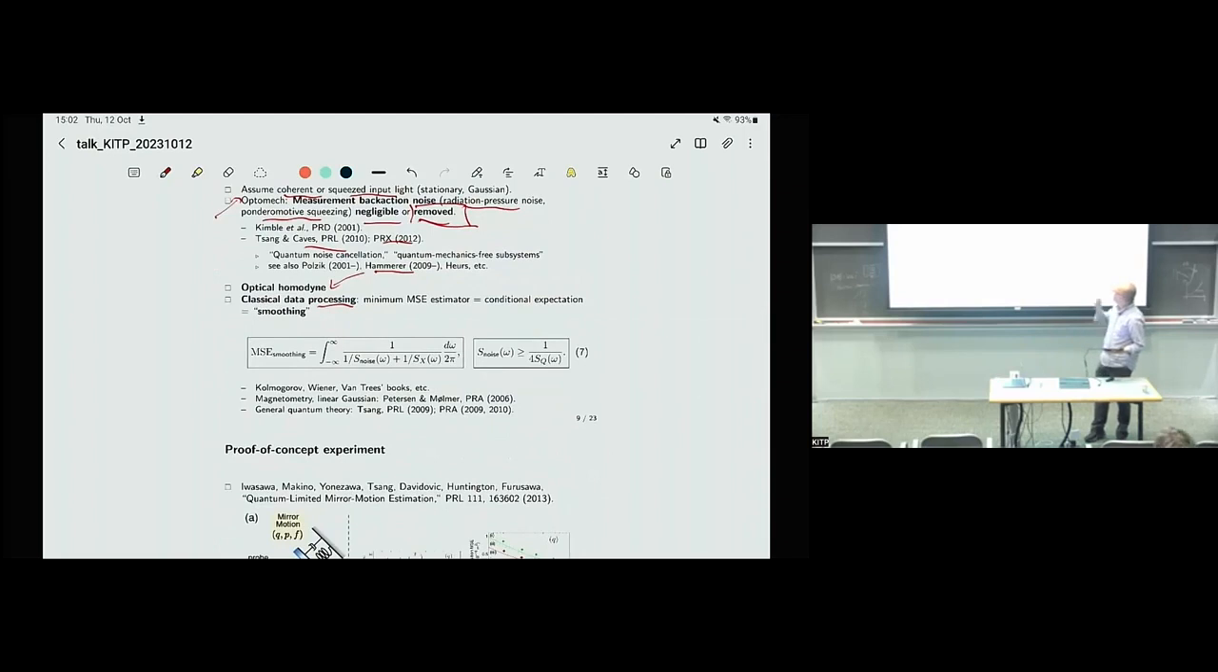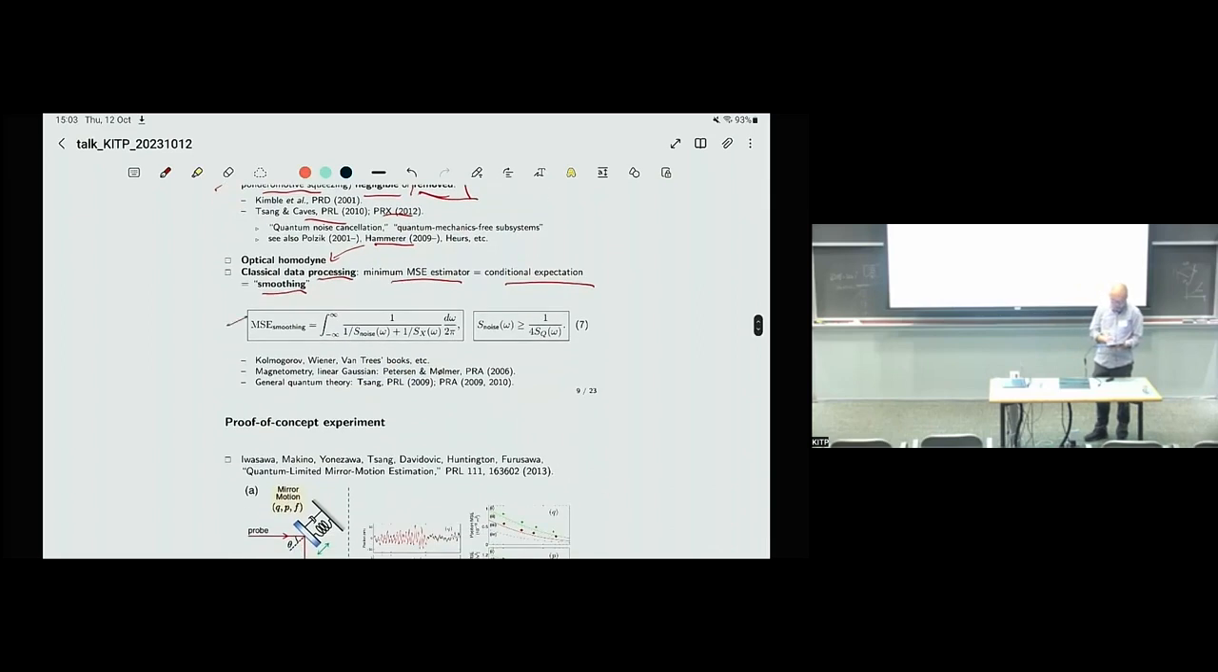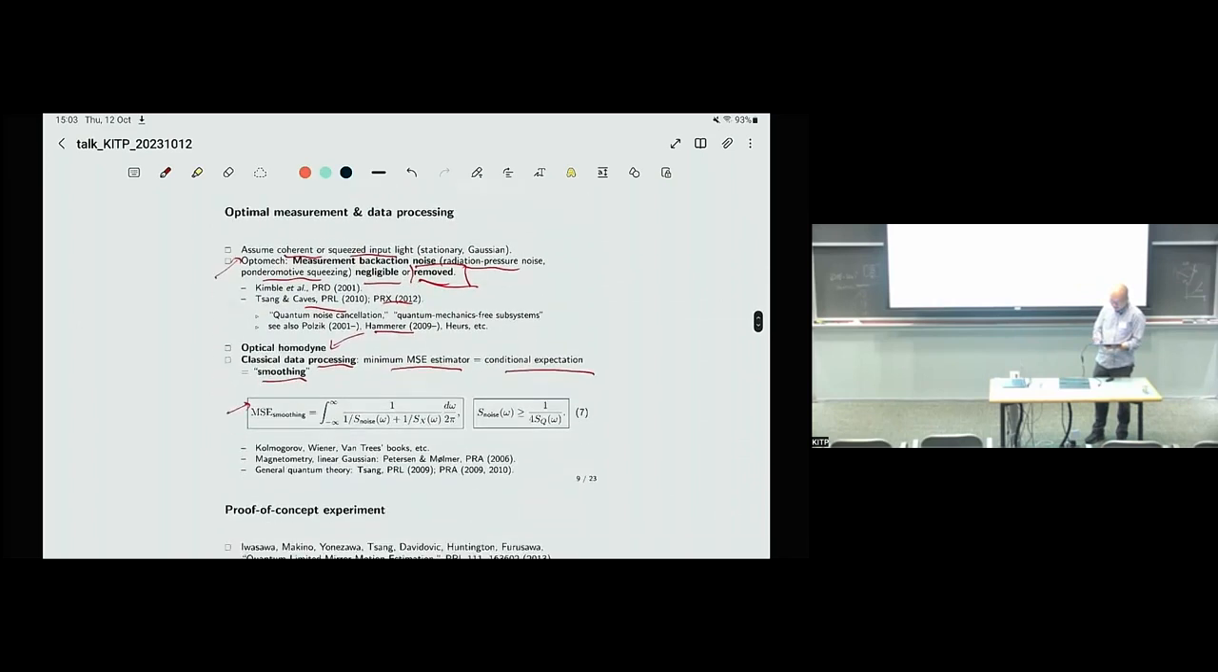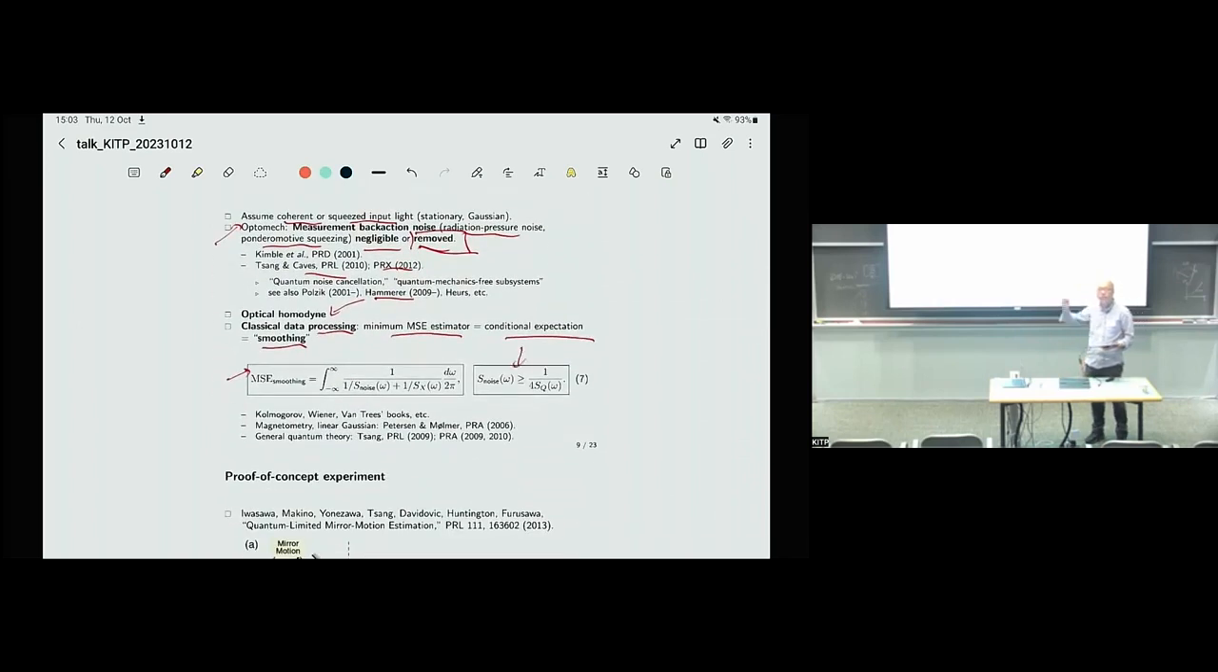Okay. So as classical data processing, well, we know that we are doing Bayesian, right? We know that the minimum mean square error estimator is just calculating the conditional expectation of the waveform, conditioned on the observation. And in engineering literature, this is just called smoothing because you're dealing with noisy time series. We know what the mean square error is after all that. There's an analytic expression. You can compare it with the quantum bound here. And then you see that, okay, there's a fundamental limit to the noise floor. But assuming that you do everything perfectly, then you get an equal sign here. Then you achieve the fundamental quantum limit.